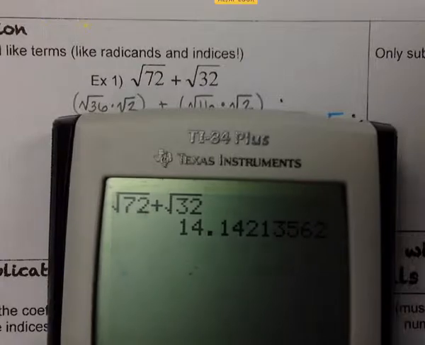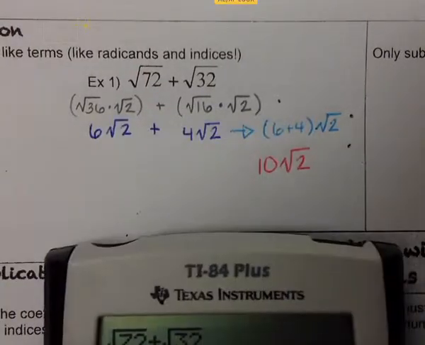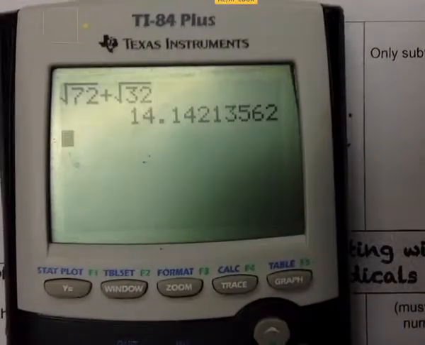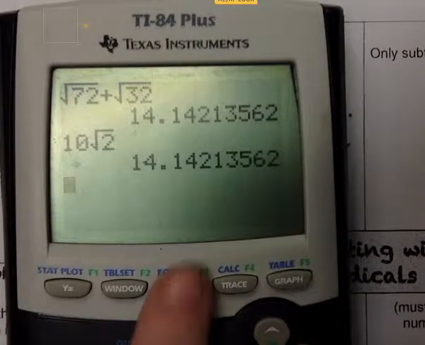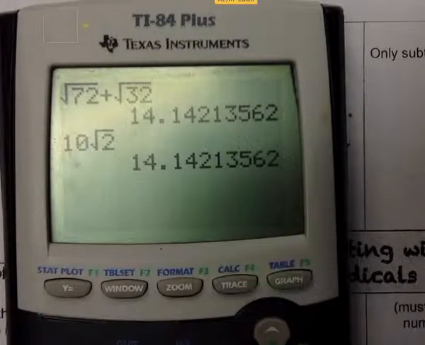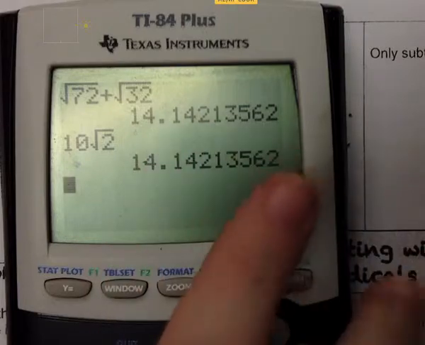Now what I want to check is, does my answer of 10 square root of 2 have the same decimal? So 10 square root of 2 has the same decimal. So that means that I know that I have at least done this correctly. It might not be simplified completely, but it has been done correctly.